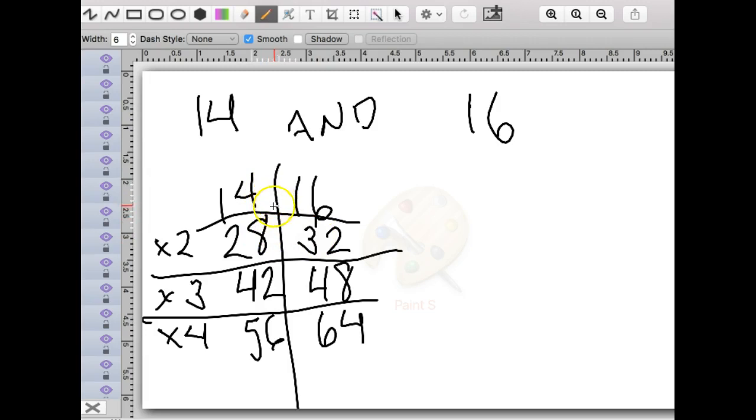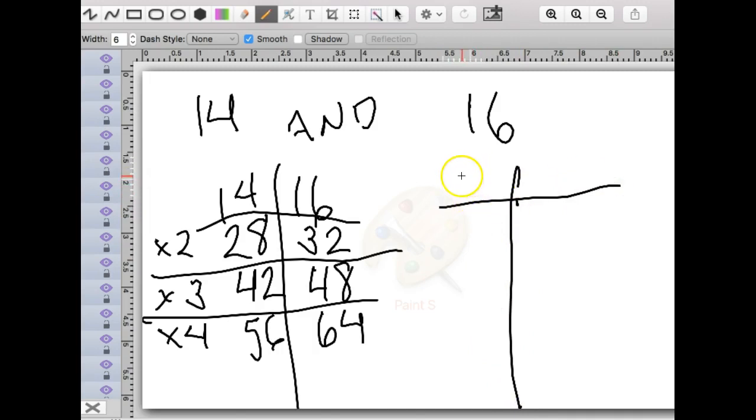Notice, if you're trying to get them the same, they're 2 away, 4 away, 6 away, 8 away. This is going to take a while. We want to get the same number. We're looking at something that might take a while, but you've got to keep on going. So let's continue our column here.